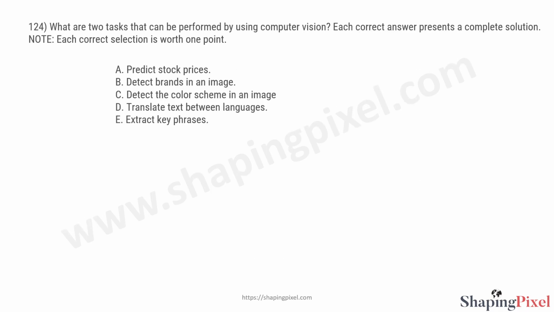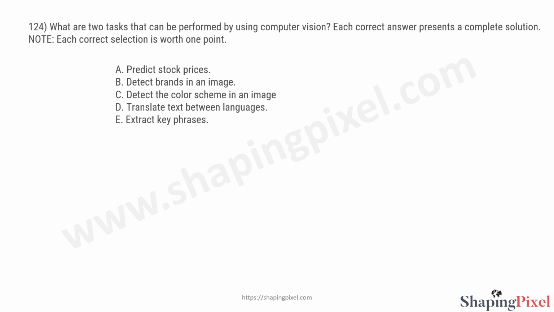So question number 124. What are two tasks that can be performed by using computer vision? Each correct answer represents a complete solution. Each correct selection is worth 1 point. And we have the following five options. Predict stock prices, detect brands in an image, detect the color scheme in an image, translate text between languages, extract key phrases.